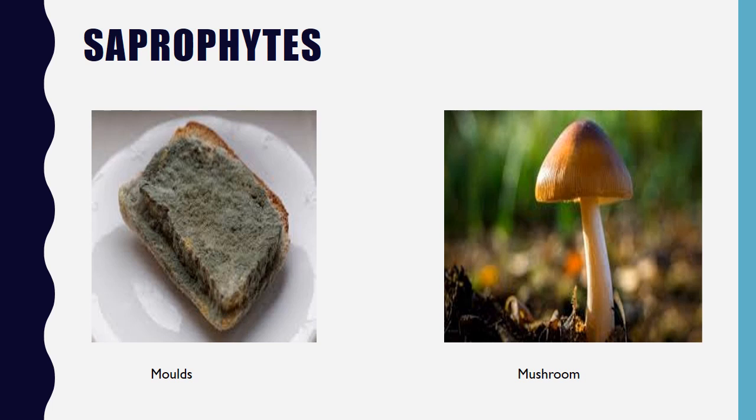Now there are two types of saprophytes, meaning two types of fungi. First is mold and second is mushroom. Both are fungi. Molds are the simplest form of fungi and mushroom is the biggest form of fungi.